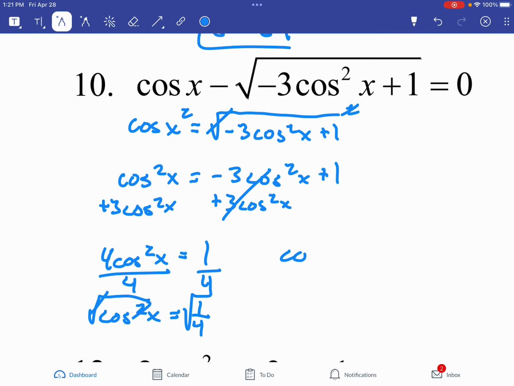So I'm left with cosine of x is equal to, now just like I did this kind of problem before, I'm going to break the fraction into two pieces, square rooting both of them. Square root of 1 is 1. The square root of 4 is 2. And because I put the square root on both sides of my equal sign, I have plus or minus.